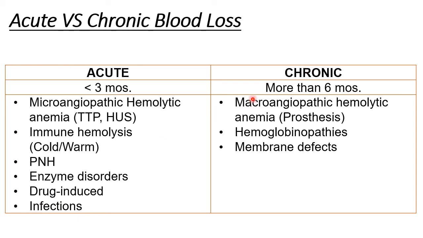Chronic naman, dito, macroangiopathic. So, kung papa dito, pag acute blood loss, mabilisang blood loss sa microangiopathic, matagalang blood loss sa macroangiopathic. Okay? In addition to that, meron din chronic hemolysis during hemoglobinopathies. Yan yung mga sickle cell anemia and thalassemia, plus your membrane defects.